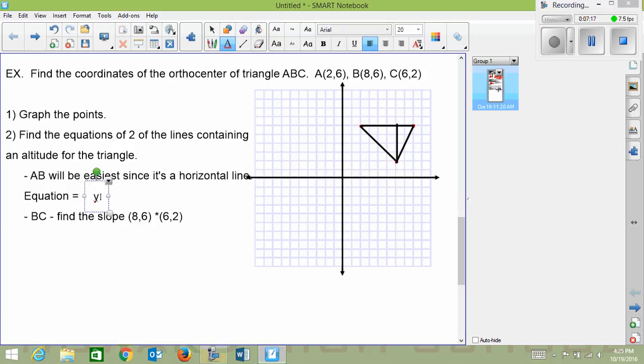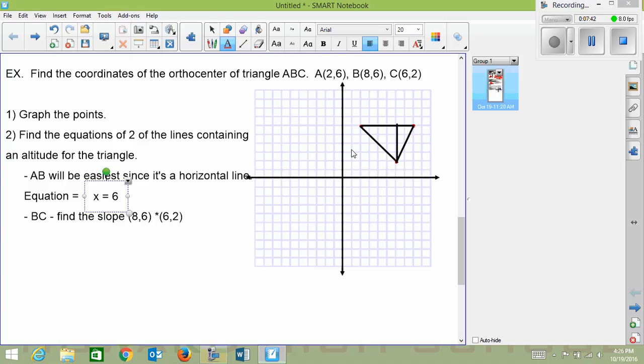So x equals 6. Okay, because that's right here. X equals 6 right there on that line. That's how we can do that.